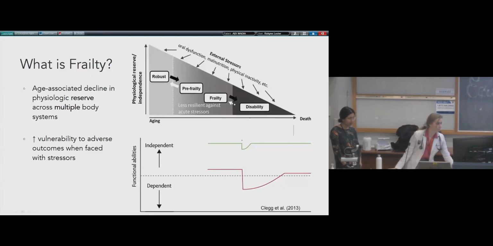The bottom graph here shows that based on functional status, if say someone who is independent gets say a minor stressor, for someone like us, hopefully like a UTI, we should get back to where we were before. But if someone who is teetering on the dependent side of things, so they're needing more help with their IADLs, BADLs, if they get a UTI, they might have a very different outcome based on their frailty than one of us.